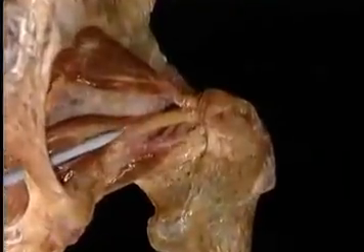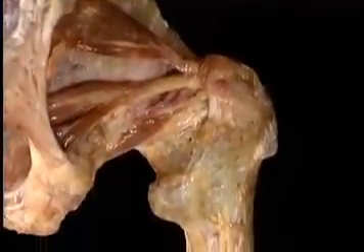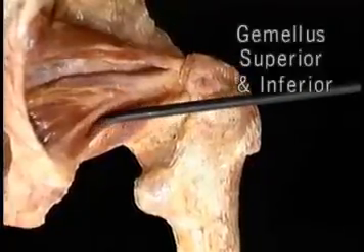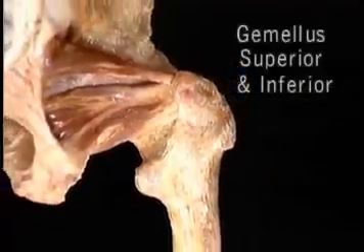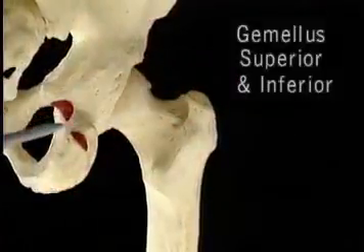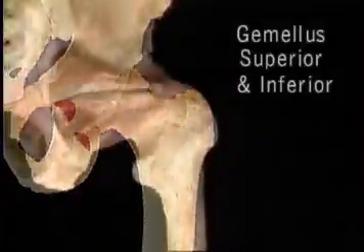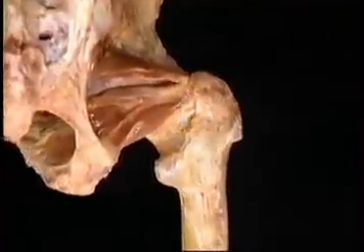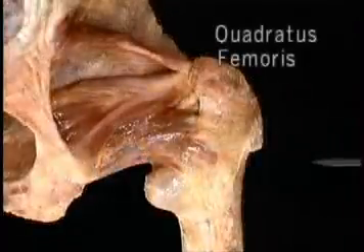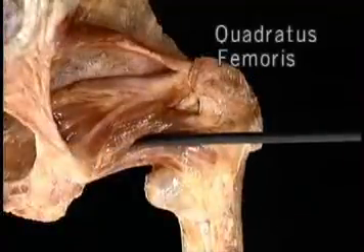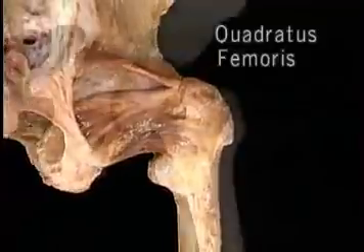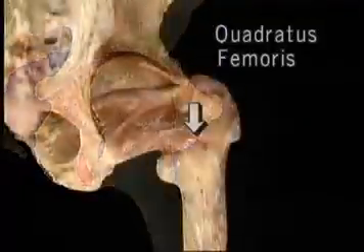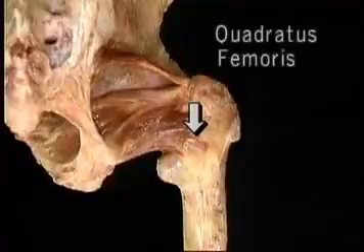As it makes the turn, it's joined above and below by these 2 little muscles, gemellus superior and gemellus inferior. They arise from the ischium here and here. Along with obturator internus, they're inserted here. The last of the short rotators is quadratus femoris. Quadratus femoris arises from the ischial tuberosity here and inserts on the femur here on the intertrochanteric crest.